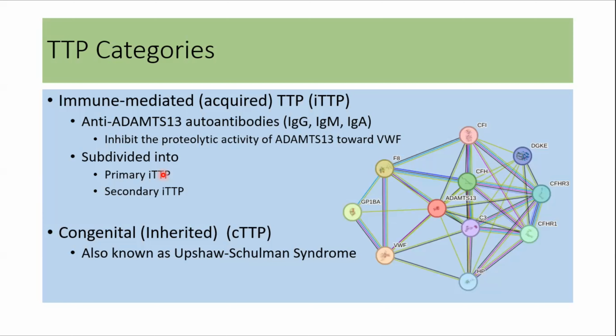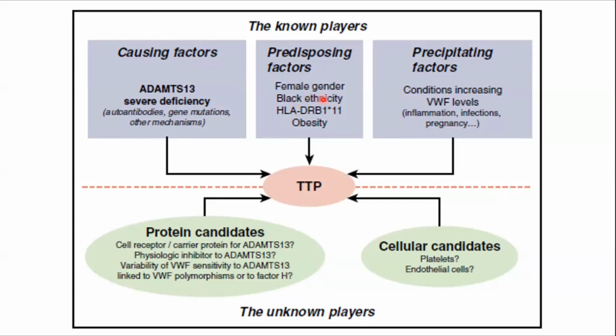TTP can be classified into immune-mediated TTP and congenital TTP. This immune-mediated TTP occurs mostly because of the anti-ADAMTS13 autoantibodies, which inhibit the proteolytic activity of the ADAMTS13 towards von Willebrand factor. And this immune-mediated TTP can be further classified into primary and secondary TTP. Female gender, black ethnicity, HLA-DRB1, and obesity are the predisposing factors for the development of TTP. And similarly, some infections like HIV, pregnancy, and inflammation can precipitate TTP.